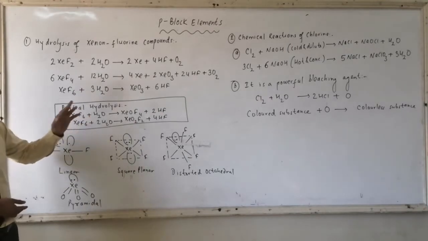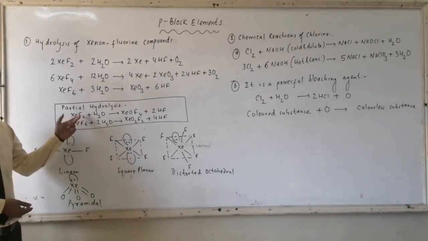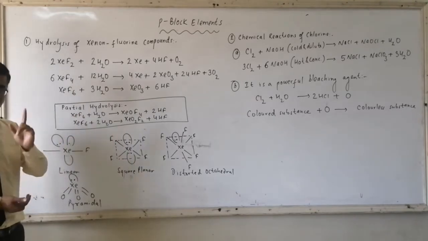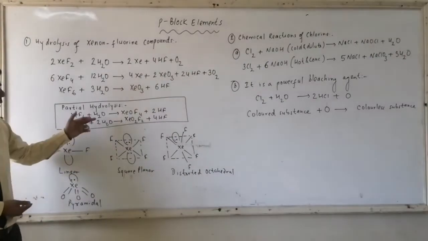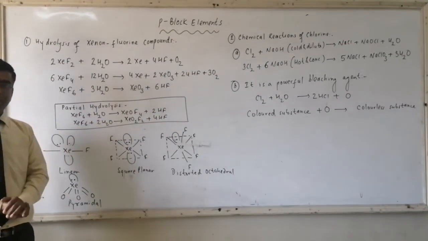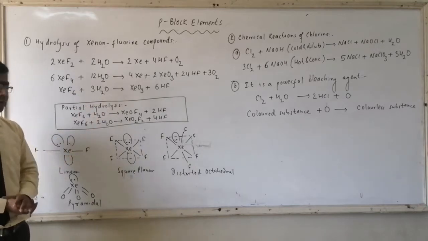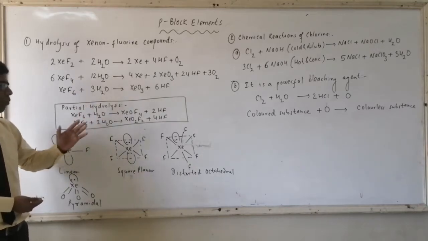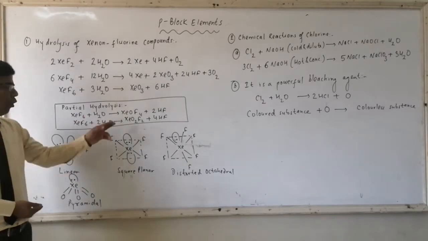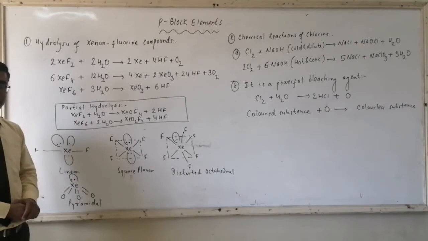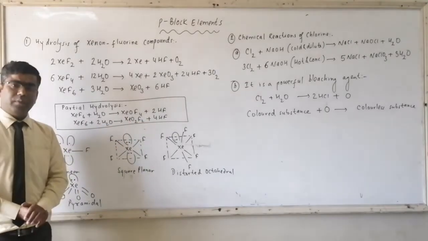Now, XeF6 with 1 H2O. Only one way is available. So two fluorine will be replaced by one oxygen. It will be XeOF4. Two fluorine with two H will form 2HF. Now, if it is utilizing two molecules of H2O, there are two oxygens available. 2 O with the 4 F will form XeO2F2, and here it will be 4HF.